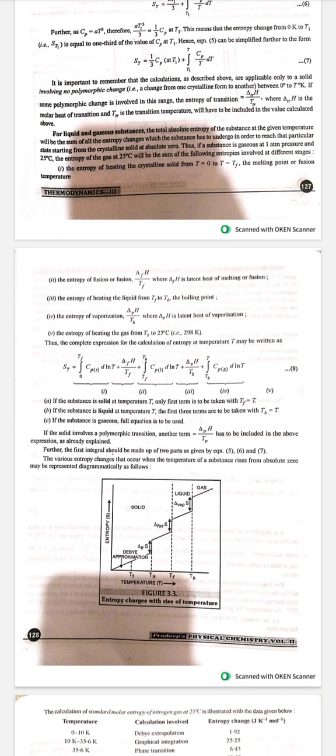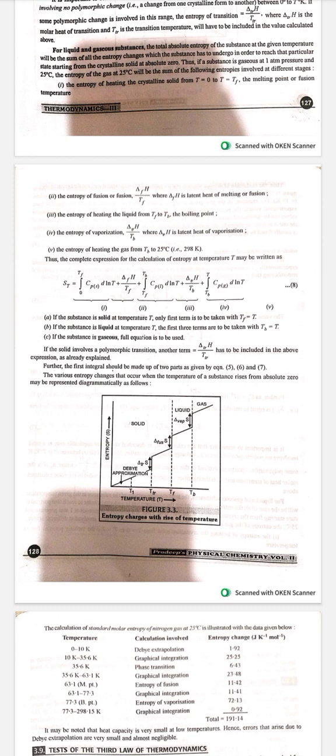For gaseous and liquid substances, the total absolute entropy of the substance at a given temperature will be the sum of the entropy changes that the substance has to undergo in order to reach the particular state, starting from the crystalline solid at absolute zero. Thus, if the substance is a gas at 1 atm pressure and 25 degrees Celsius temperature, the entropy of the gas at 25 degrees Celsius will be the sum of the following entropies involved at different stages.